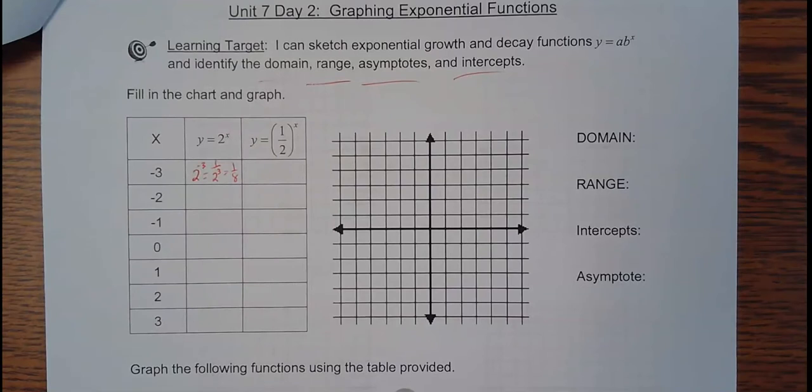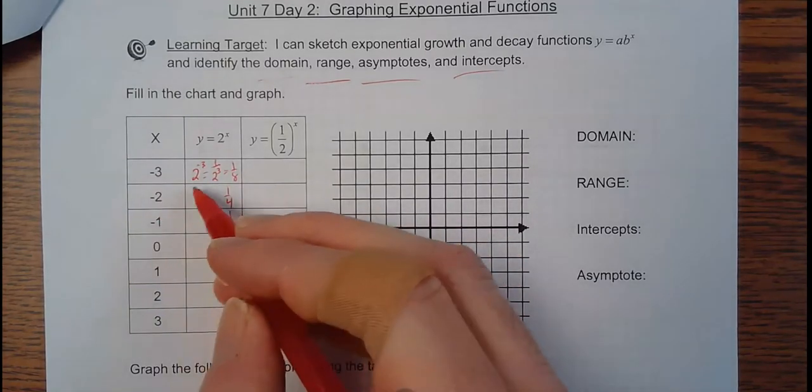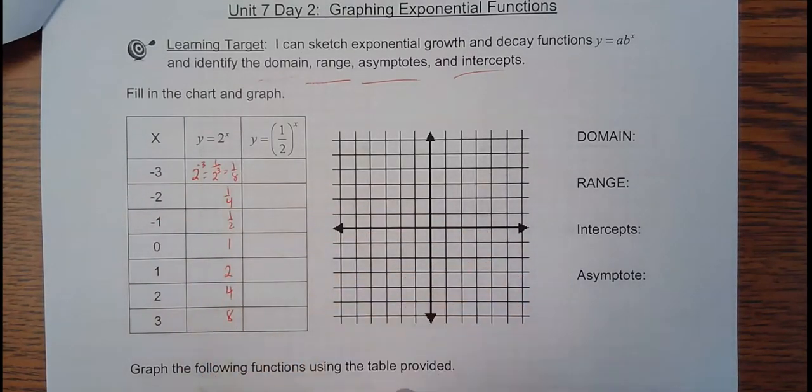I'd love for you to do it by hand. You can also type it in the calculator if you want to, but fill out that first column. Again, this would be 1 over 2 squared, which would be 1/4, and on down the line.